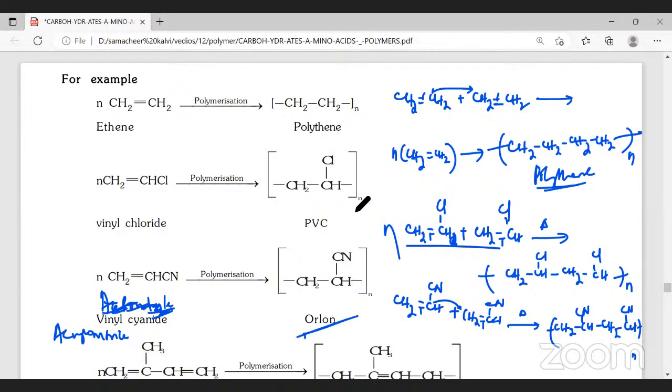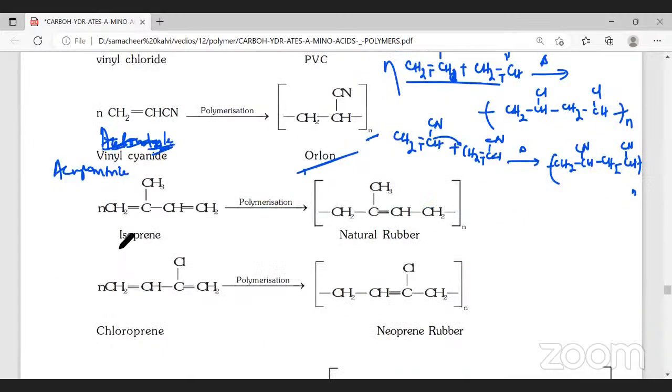You can see they are representing it by n units. So these are examples for addition polymerization. Now isoprene. Isoprene is the monomeric unit in natural rubber. The IUPAC name for this molecule, numbering carbons 1, 2, 3 and 4. They can ask you what is the IUPAC name of the monomeric unit in natural rubber.